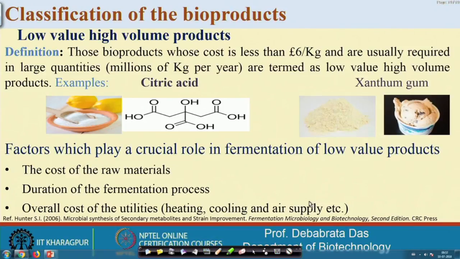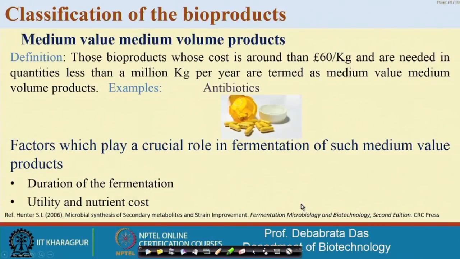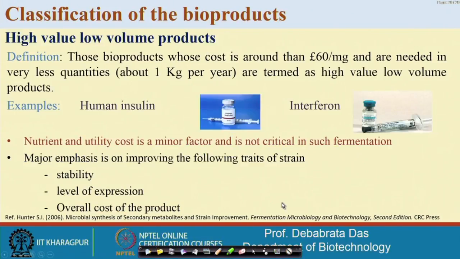Now, in the case of medium volume and medium value products, this is the kind of antibiotics. Particularly I want to talk about penicillin, which is considered a medium value and medium volume product. The factors that play an important role in the fermentation are the duration of fermentation, the utility, and the nutrition cost. That plays a very important role. And for high value, low volume products, we have the example of insulin, human insulin, which is largely used.